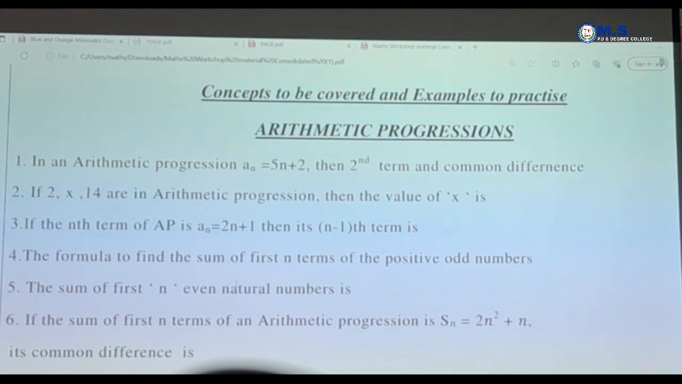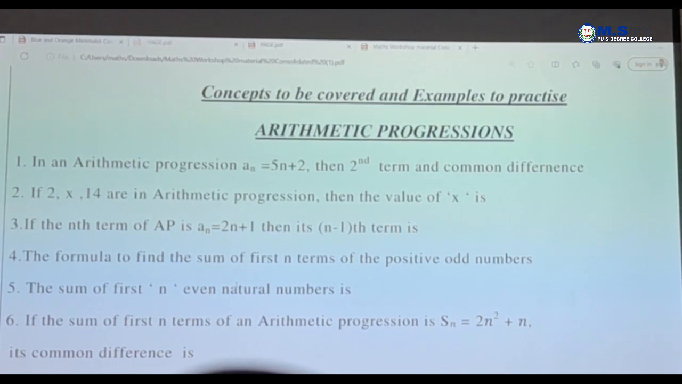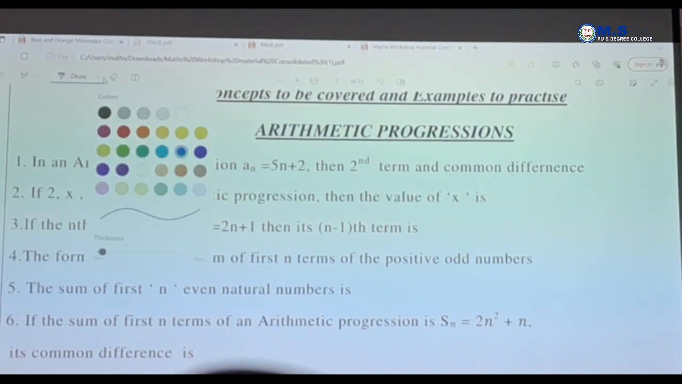See, 1 mark questions from AP, you know it, from AP you can expect 1 question of 1 mark. So try to solve from the first question. Please make a note in the workbook itself. It's just 1 mark, it will take only a few steps. See that AP: if the nth term a_n equals 5n plus 2, what is the second term and the common difference? See what is the question here? You need to find out what?